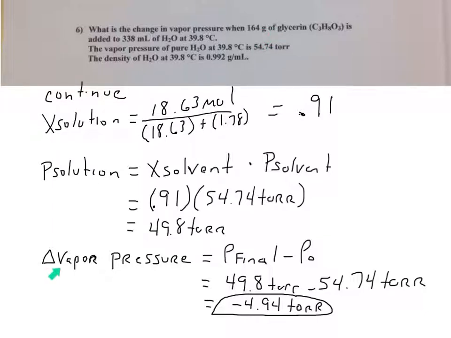Now we are asked to find the change in vapor pressure. And to get it, we take our final pressure minus our beginning pressure. Now as we look at this, our final pressure was 49.8 torr, and our beginning pressure was 54.74 torr. So we do just a simple subtraction, and we get an answer of negative 4.94 torr for our change in pressure.